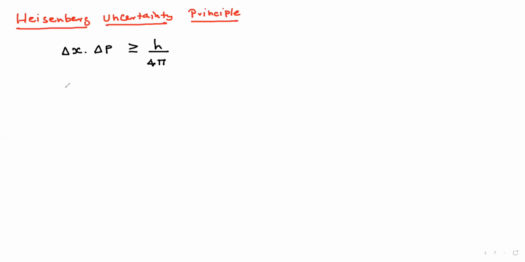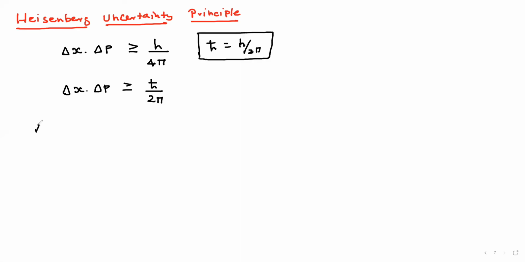We also write delta x times delta p is greater than or equal to h cap by 2 pi. What is h cap? The h cap is equal to h by 2 pi. It is very important, you know the formula, right? Now, what is delta p? That is mass into velocity. Now we can replace this: delta x times delta v times m is greater than or equal to h by 4 pi.